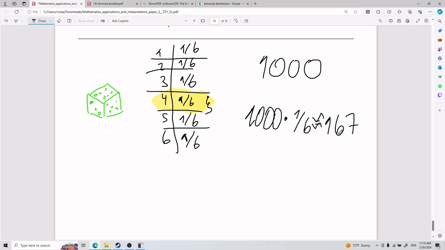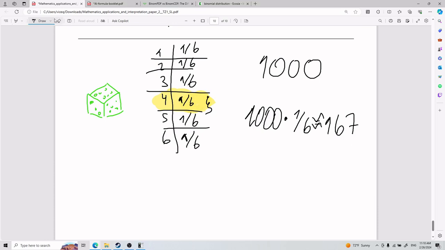Now that is the expected value, okay, the theoretical value. What actually happens, you gotta see it in real life, and let me tell you, it can be very different. But what's expected, what's most common, is that we would get 167 people rolling a dice. I mean, rolling a 4.